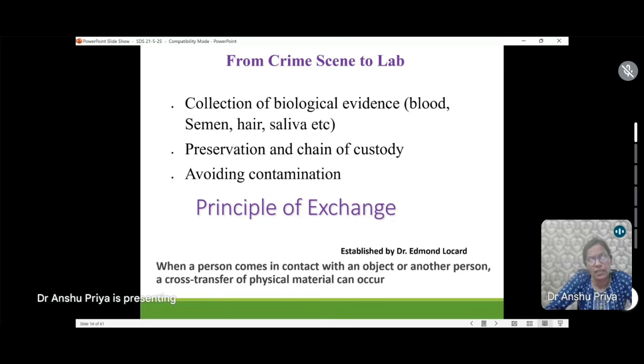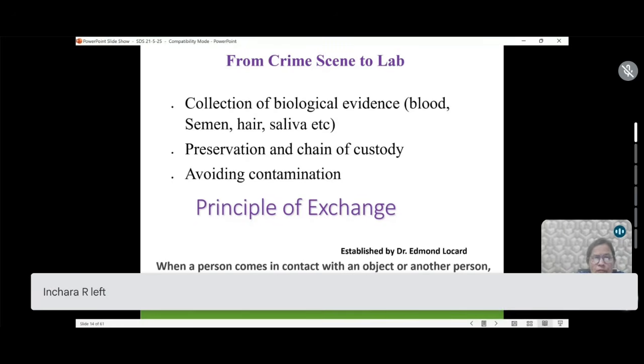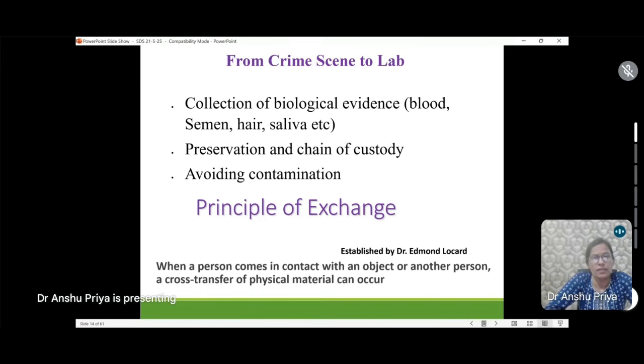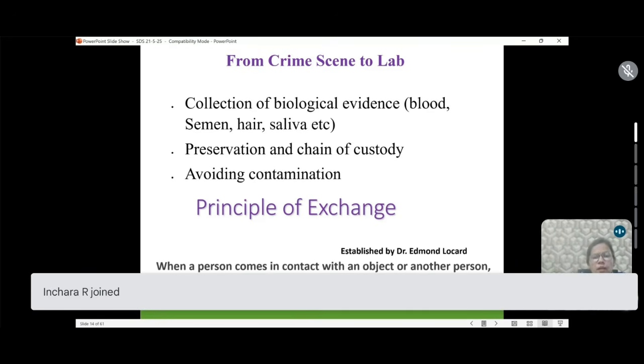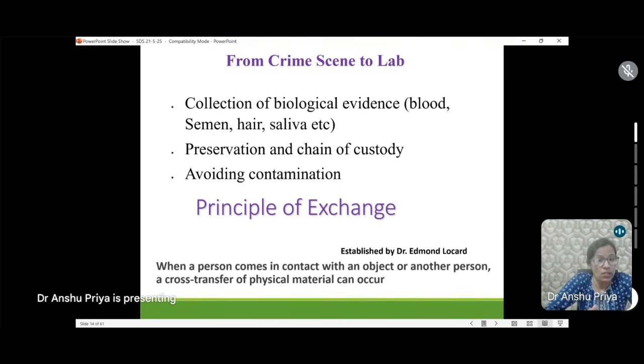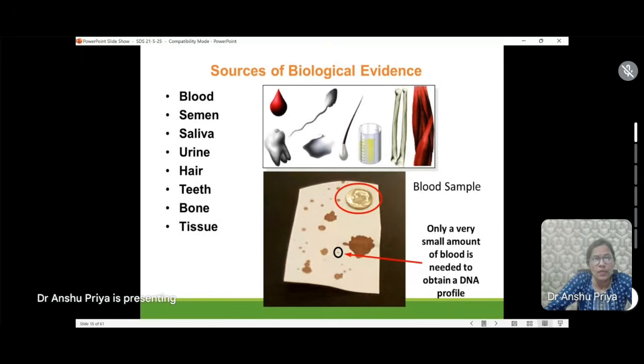And the most important thing in forensic science is the principle of exchange. The principle of exchange says that when a person comes in contact with any object or another person, they transfer material. This principle was given by Locard, so it is also known as the Locard exchange principle, and it is very, very important in forensic investigation. These could be the sources of biological evidence for DNA profiling.